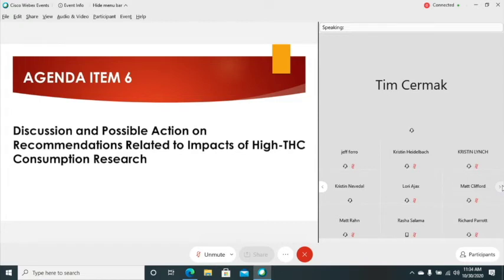So, the state of science on potential medical benefits and health implications of increasing potency. Is that what you're saying? Yes, I am amenable to that. I would appreciate that, and thank you. Yes.